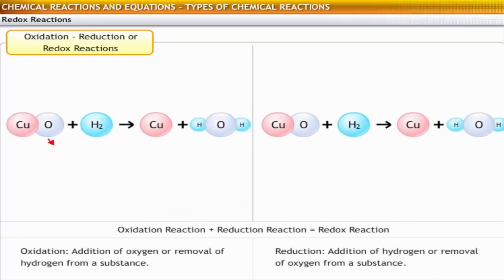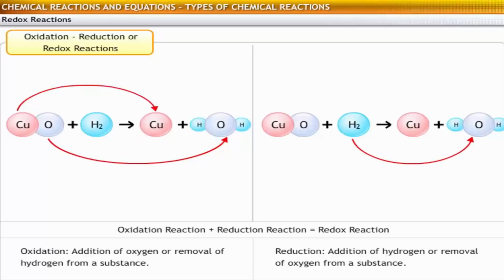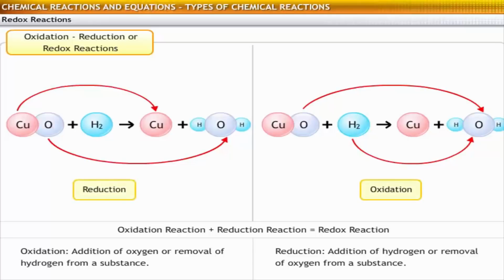In this reaction, the oxygen is removed from copper oxide. Here, copper oxide is reduced to copper. On the other hand, hydrogen is changed into water. That is, oxygen is added to hydrogen. So hydrogen is oxidized to water. Thus, we find that in this reaction, oxidation and reduction occur together. Therefore, it is a redox reaction.